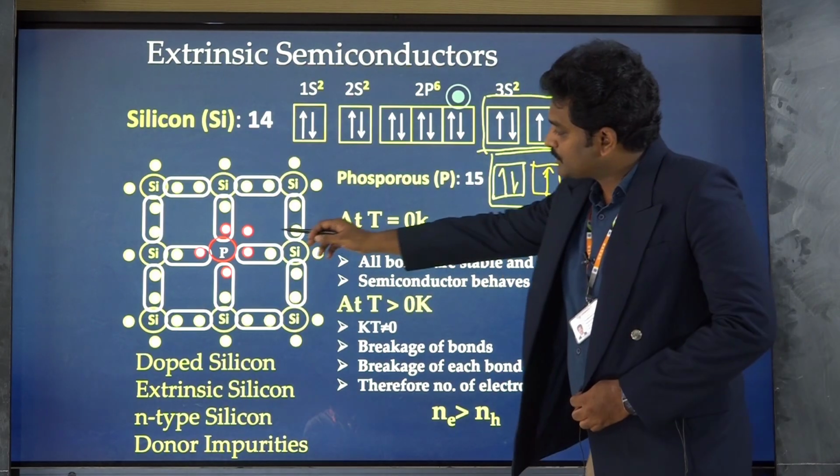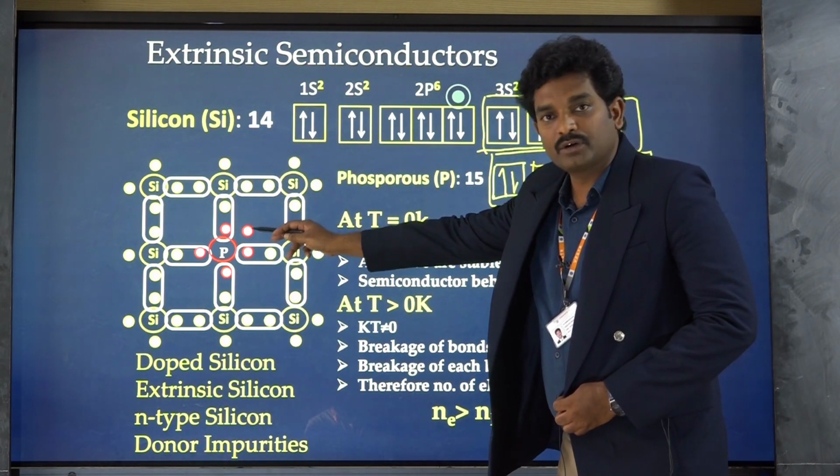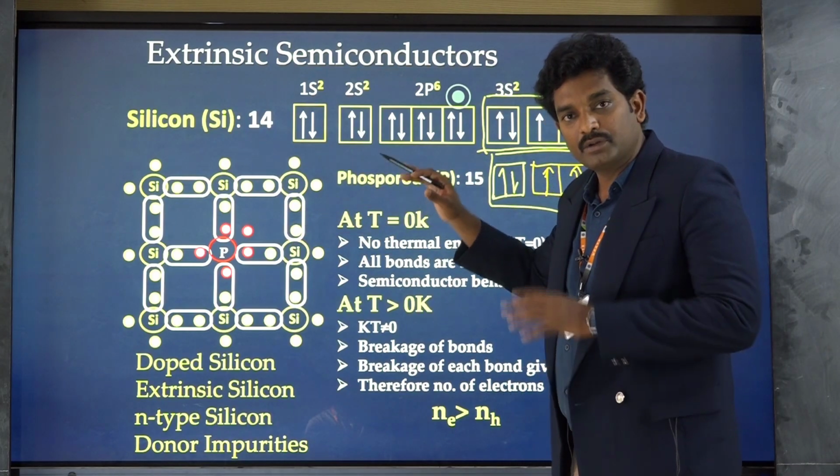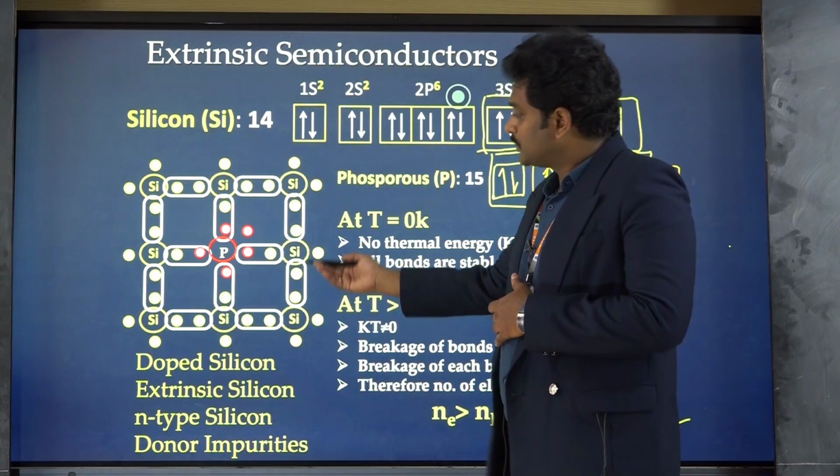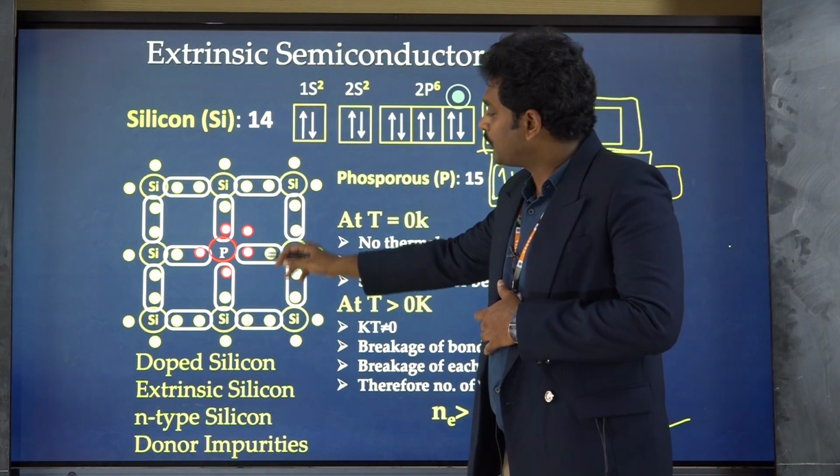So now see here. First, the extra electron will come out and it will be wandering in the crystal. Second, we are slowly increasing the temperature still. Now what happens? Slowly the temperature is so high that now the bonds will break.